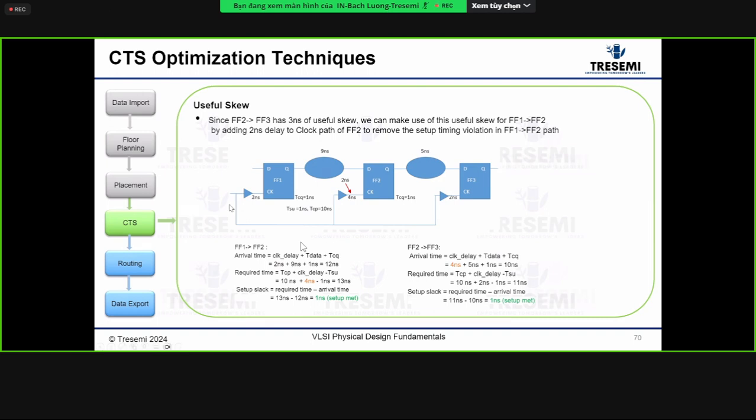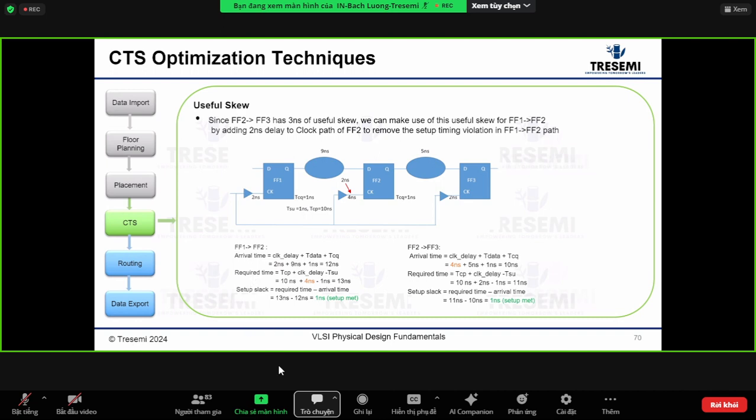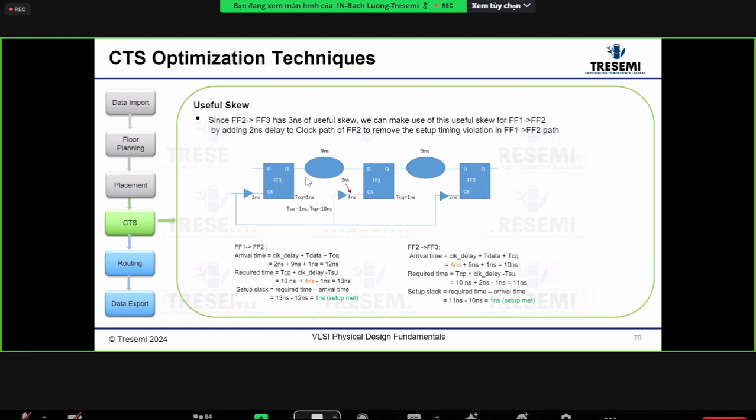Any questions? This is an important concept in terms of useful skew. Okay, no further questions. Move on to the next topic.